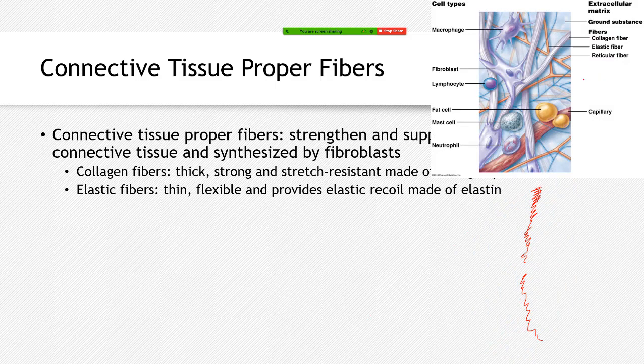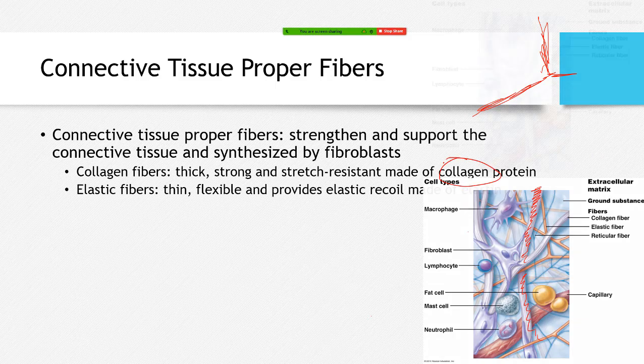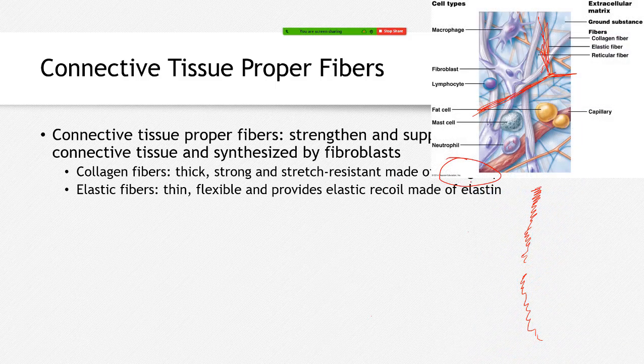Elastic fibers, on the other hand, tend to be thinner than the collagen fibers. And like the name implies, they have elasticity. If you think of a rubber band, right? A rubber band gets stretched, and after it gets stretched, when you let it go, it recoils back to its normal shape. So that's elastic fiber. By the way, collagen fibers are made by collagen protein, which makes sense, right? While elastic fibers are made by elastin.